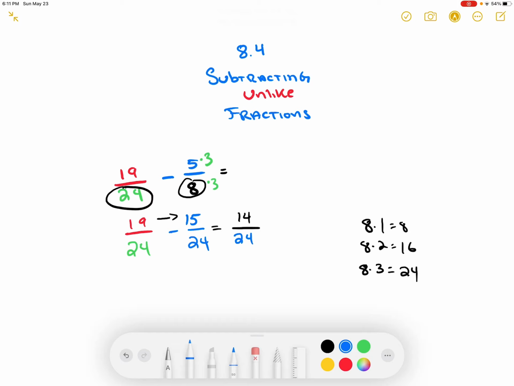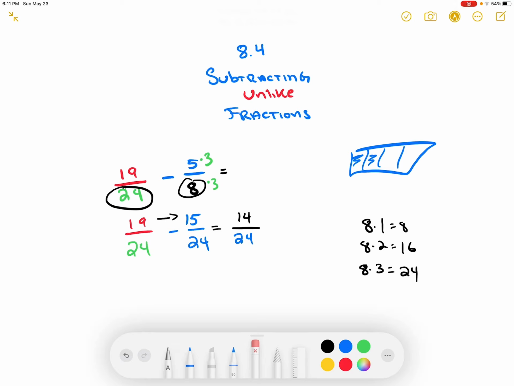The 24, the total number, doesn't change, right? It's like the same thing as saying, what's 3/4 take away 1/4? Well, you've only taken 1 out of 4 away, so you're still going to have 2 out of 4, right? So in the same way, 19 out of 24 minus 15 out of 24 is 14 out of 24.